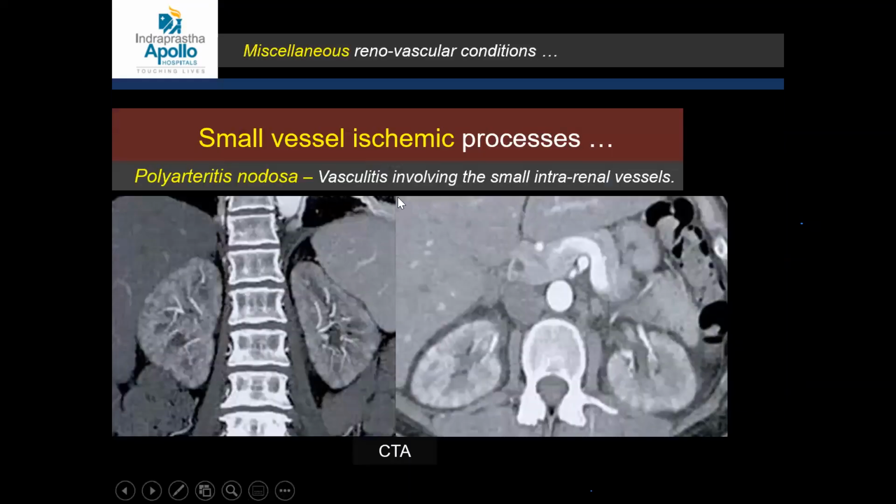Then small vessel ischemic process is important, which is basically a small vessel vasculitis or polyarteritis nodosa. The nephrographic image should show normal uniform enhancement of the cortex.